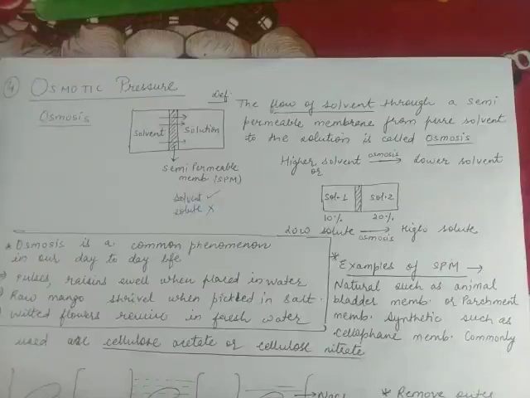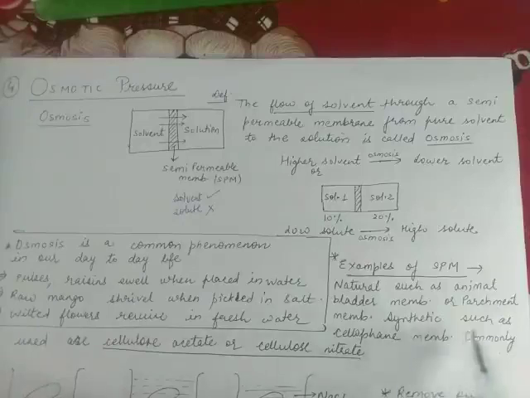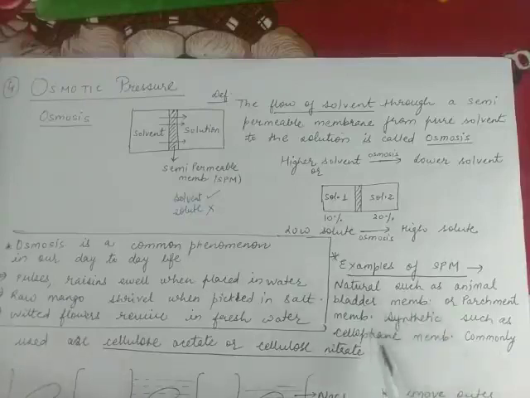Now what are the examples of semi-permeable membranes? All natural membranes such as animal bladder membrane and parchment membranes are semi-permeable in nature. Synthetic membranes are also there, for example cellophane membrane. But generally these are not used because they are quite imperfect for the process of osmosis. So nowadays some polymer membranes have been artificially synthesized. What are the examples of these polymer membranes? Cellulose acetate and cellulose nitrate. It was a question in a board examination: give two examples of semi-permeable membrane. So cellulose acetate and cellulose nitrate.